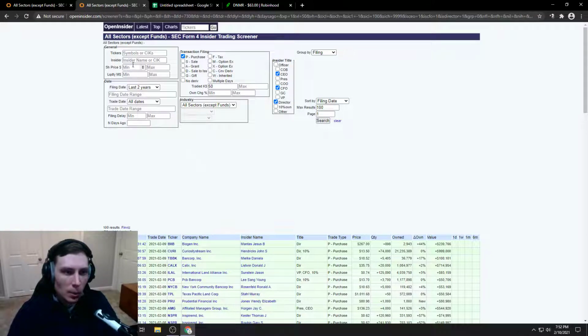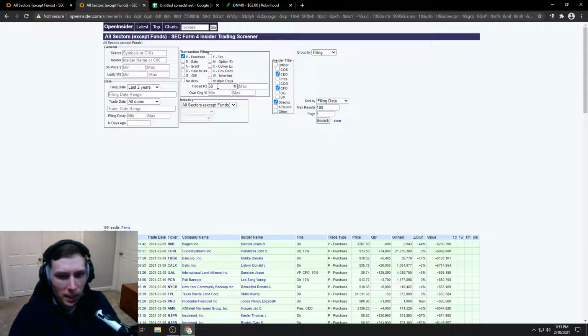So the website openinsider.com, what this does is it pulls data from the SEC for trades that were filed by insiders. You can go over here and check which boxes you want to pull the data for. I do directors, CFOs, and CEOs. And I just do purchases. I don't care if they're selling stock. I just want to see what they're buying so that I can jump in on it too if it makes sense for me.